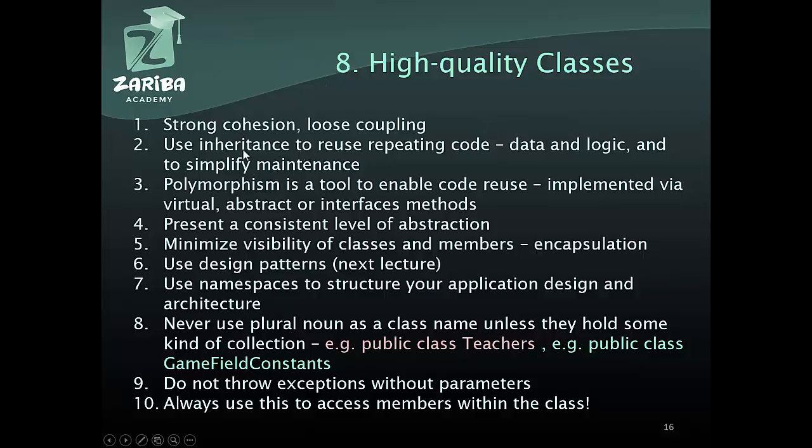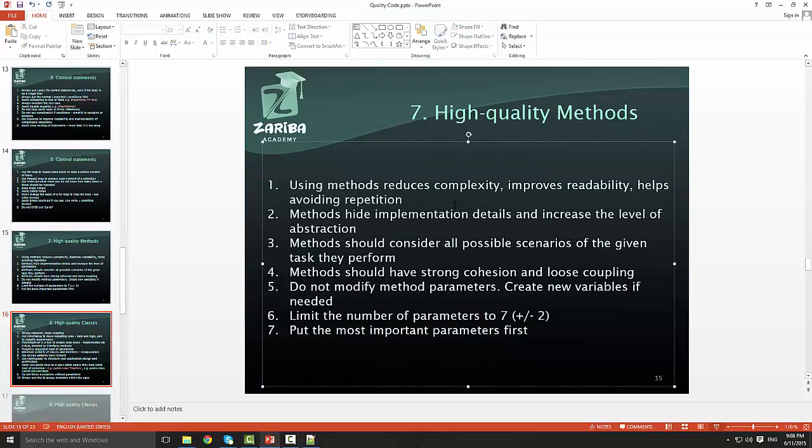So yeah, strong cohesion, loose coupling, use inheritance to reuse repeating code, so data, logic, simplifying maintenance as well. Polymorphism is a tool to enable code reuse, implemented via virtual, abstract, or interfaces, not methods.